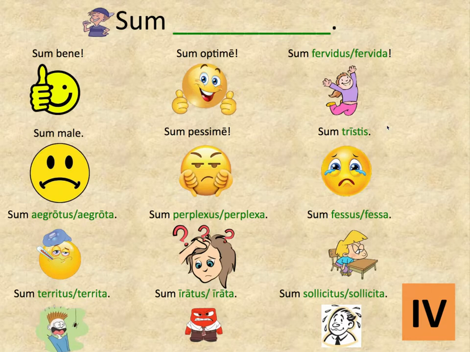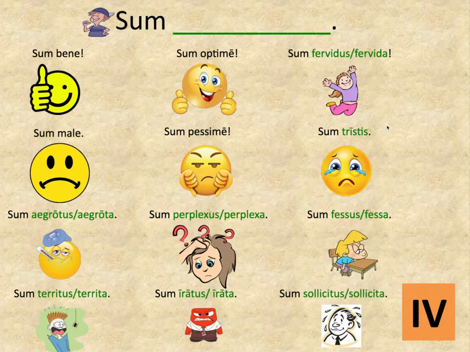Third row. If you got to go to the nurse, you might feel this way. Sum igrotus, sum igrota. So pick whichever one works for you. Put your hands on your stomach. Pretend like you're going to vomit. Everybody say it. Sum igrotus, sum igrota. Whichever one works for you.